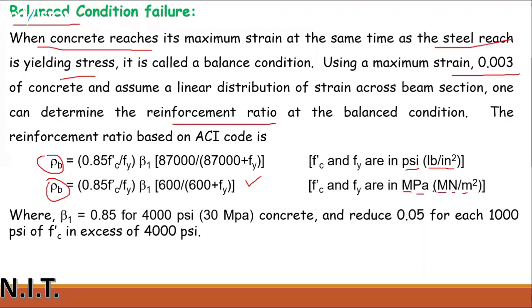This is the SI system, where the beta 1 value is 0.85 for 4000 psi concrete and decreases by 0.05 for each 1000 psi in excess of 4000.